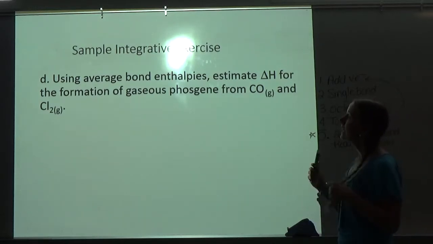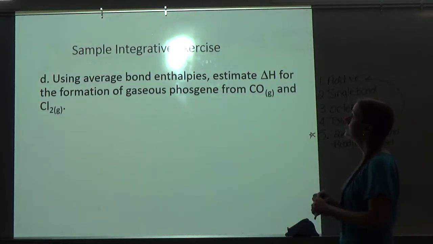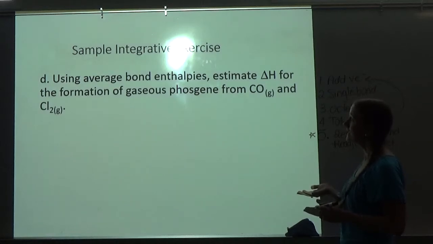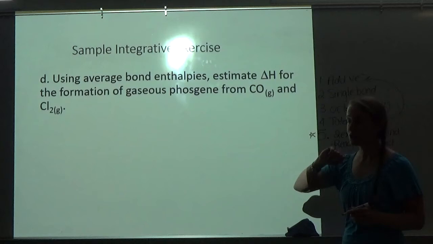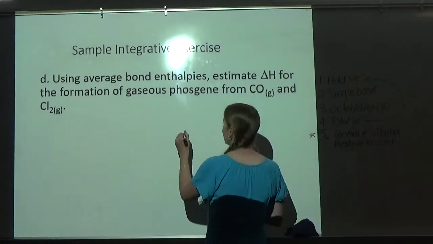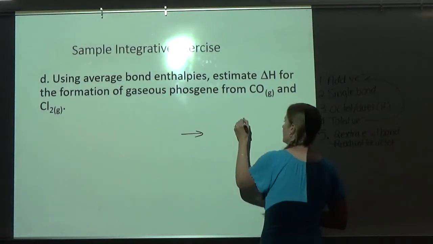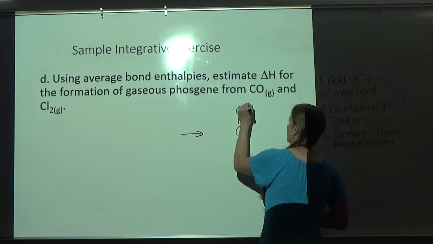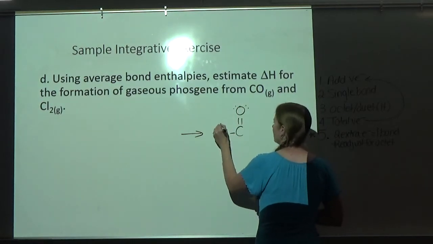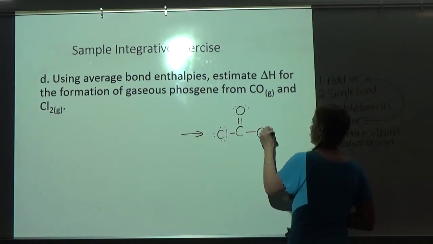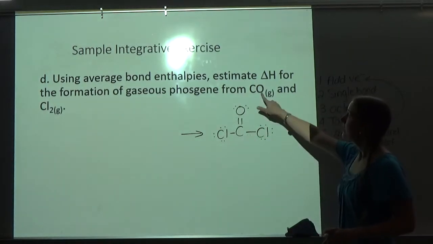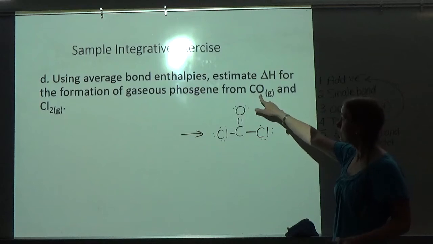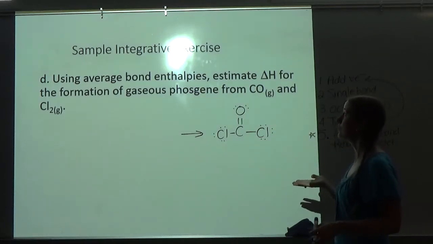So it says, using average bond enthalpies, estimate delta H for the formation of gaseous phosgene from carbon monoxide and Cl2. Okay, so we're forming the phosgene. Okay, so I'm just going to put what I had over there. I'm not going to show you how to draw it again. So that's what I had. So this is what we formed. It says from CO. So we need to draw the structure for CO.